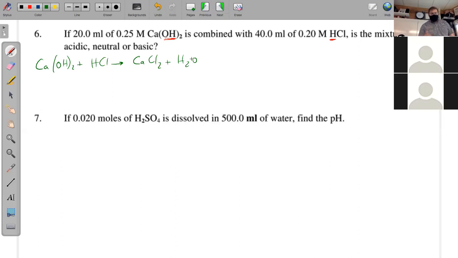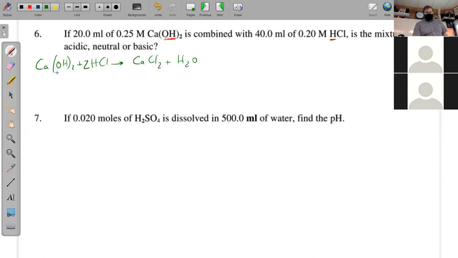That equation is not balanced. I got to put a 2 in front of the HCl. So now it turns out that in order for this reaction to produce a neutral solution, you're going to need twice as many hydrochloric acids as the number of calcium hydroxides.